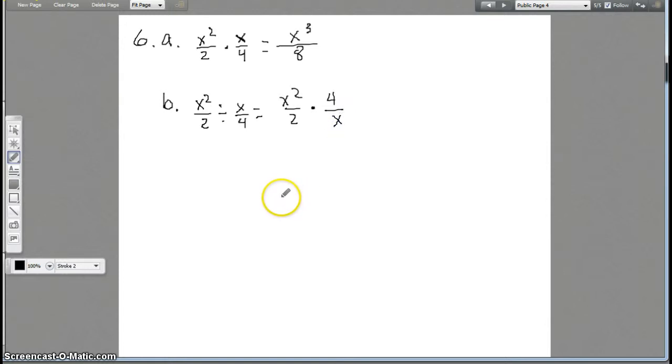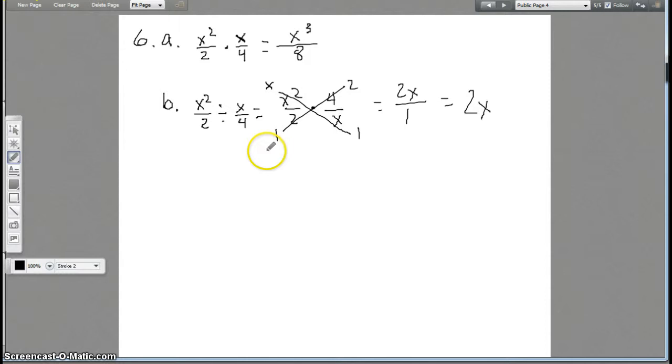Now we check to see if anything cancels. Well, the 2 and the 4 can both be divided by 2. 2 divided by 2 is 1. 4 divided by 2 is 2. The x squared and the x can both be divided by x. So x squared divided by x is x. X divided by x is 1. Now we multiply across the numerator. X times 2 is 2x. Multiply across the denominator. 1 times 1 is 1. And then we simplify and get 2x.